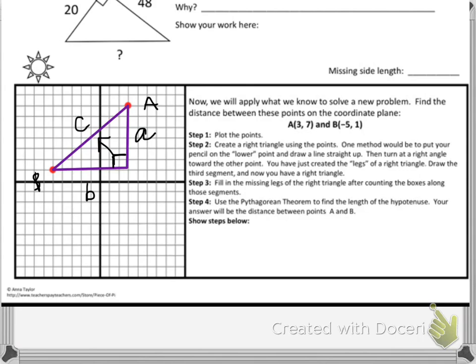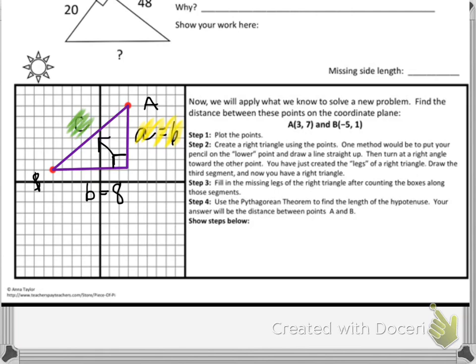Now when we're doing these finding distance problems, we're always finding C. Alright, so let's count. On the A side, how many blocks are there? 1, 2, 3, 4, 5, 6. So A equals 6. On the bottom for B, 1, 2, 3, 4, 5, 6, 7, 8. So B equals 8. Alright, let's go ahead and highlight these. So C is green. A, I used yellow.